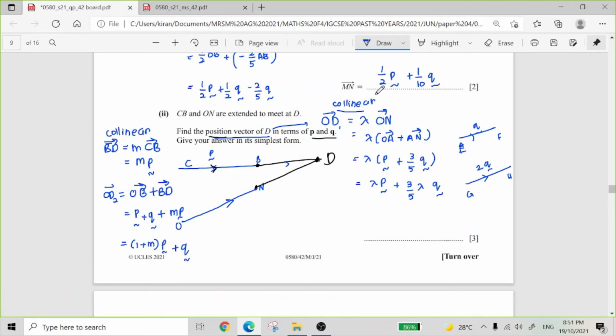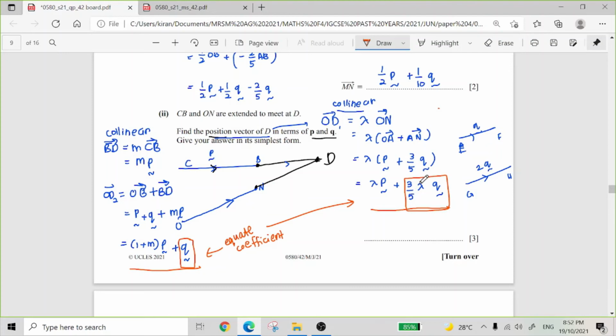So now we have two vectors of OD. The first one is lambda P plus 3 over 5 lambda Q. And the second one is 1 plus M P plus Q. From here I will choose Q, because we already have the coefficient for Q here. So I will equate these two vectors, equate coefficients. Why do I equate? Because they are the same vector, which is OD and OD, just using a different path. So we have to find what the scalar multiple is.